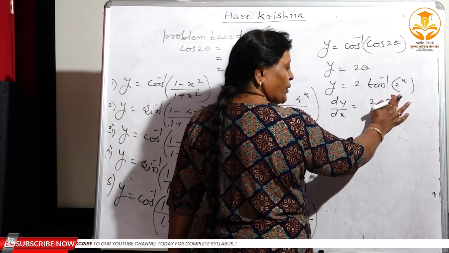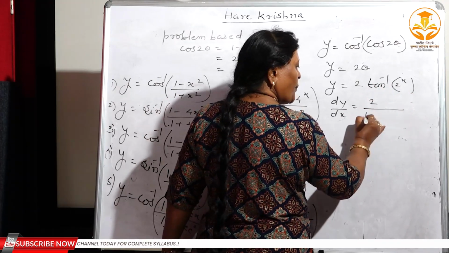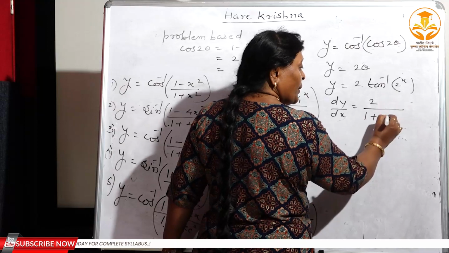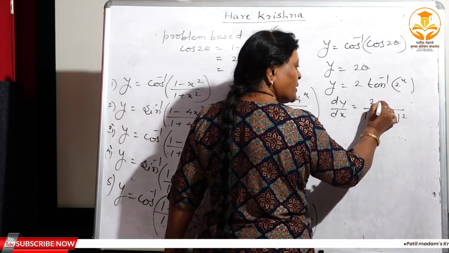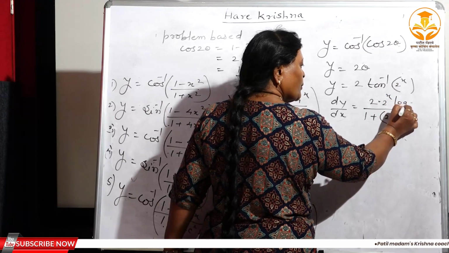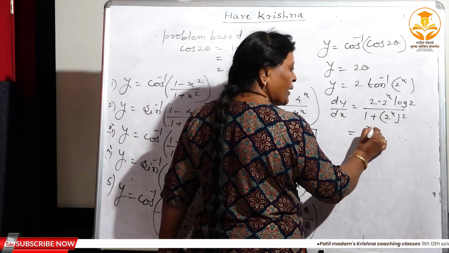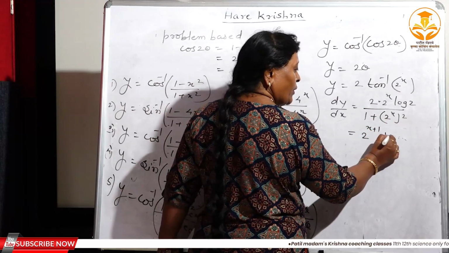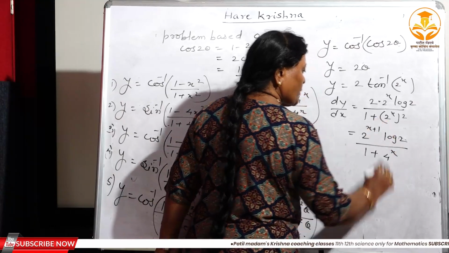Here again apply chain rule, here you have to substitute u, the derivative of tan inverse u is 1 upon 1 plus u square means 2 raised to x whole square, the derivative of 2 raised to x, that is 2 raised to x log 2, right? Therefore this you can write as 2 into 2 raised to x, you can write as 2 raised to x plus 1 log 2, and here again 1 plus 4 raised to x, right?